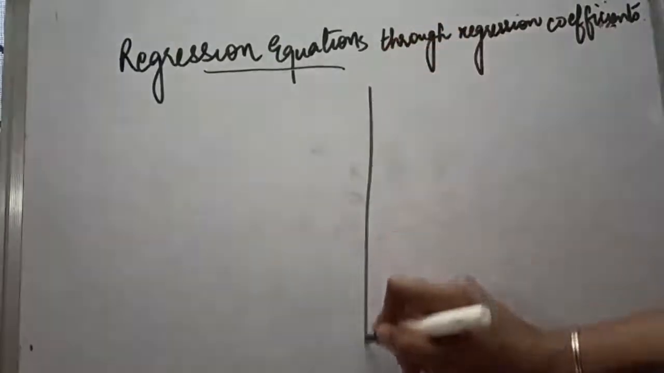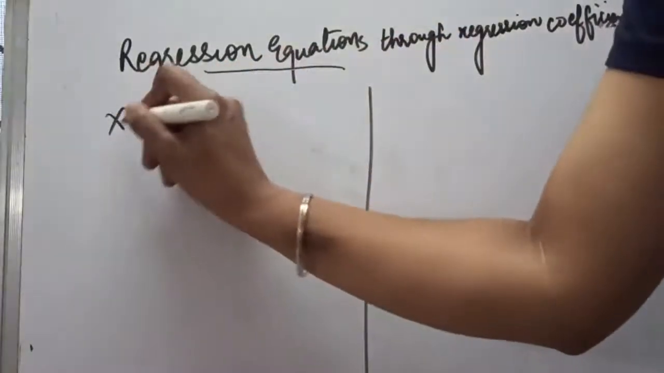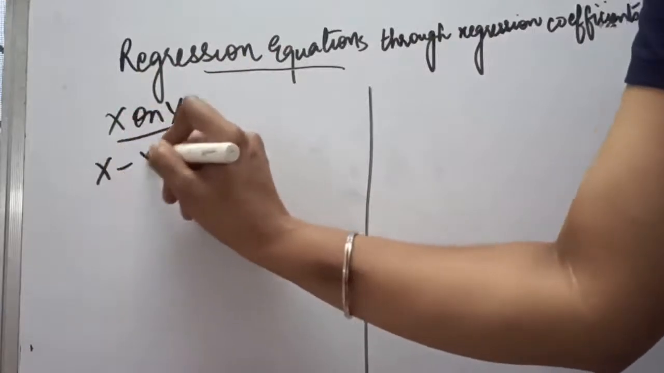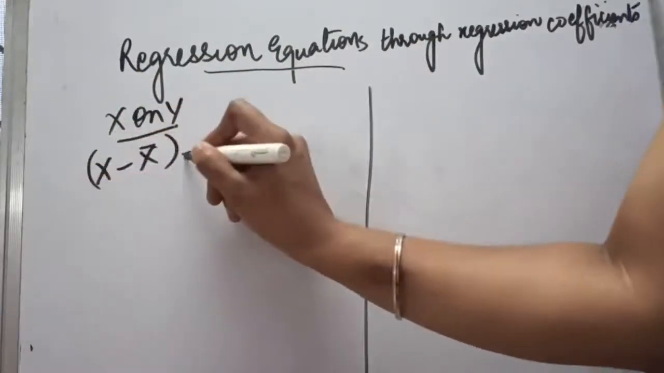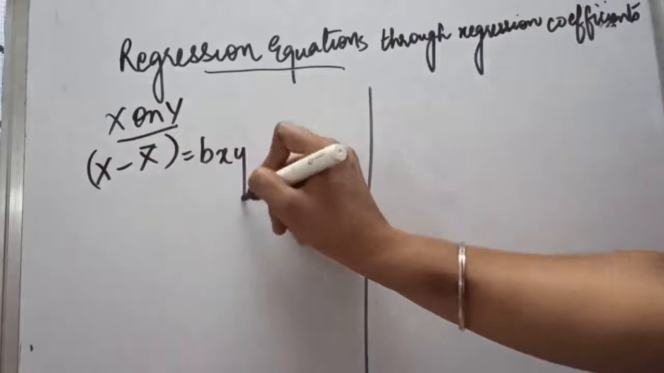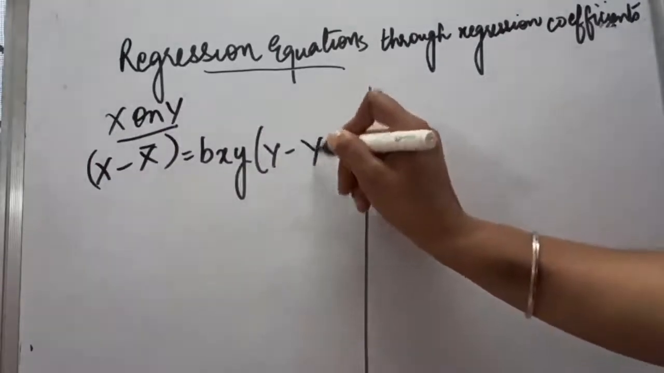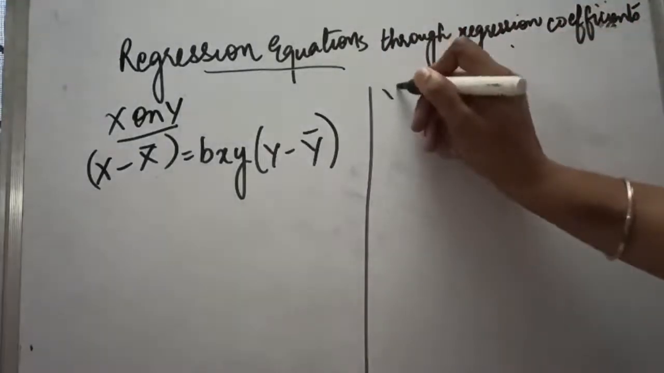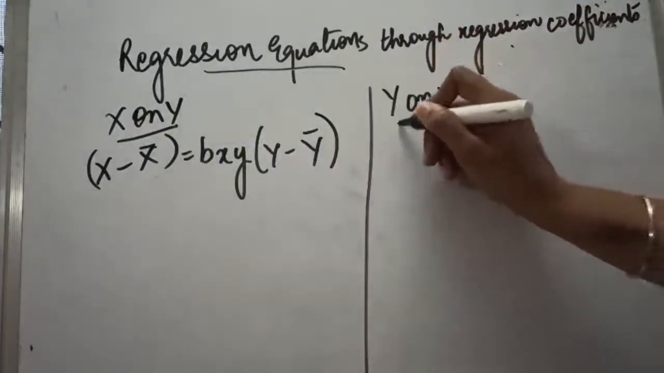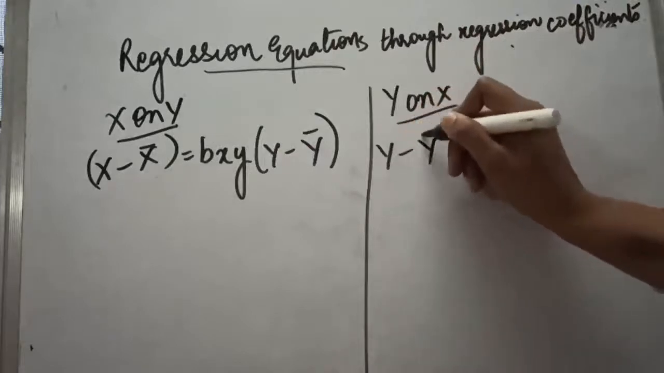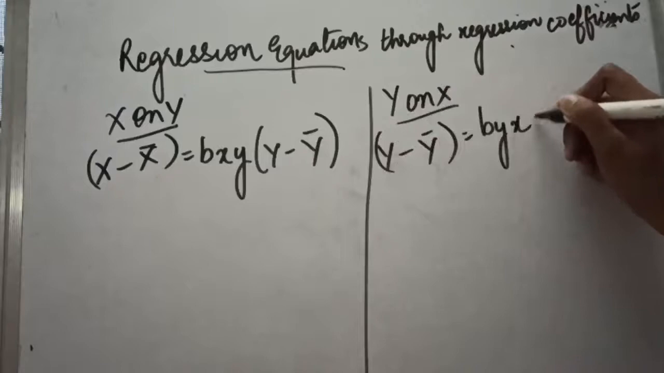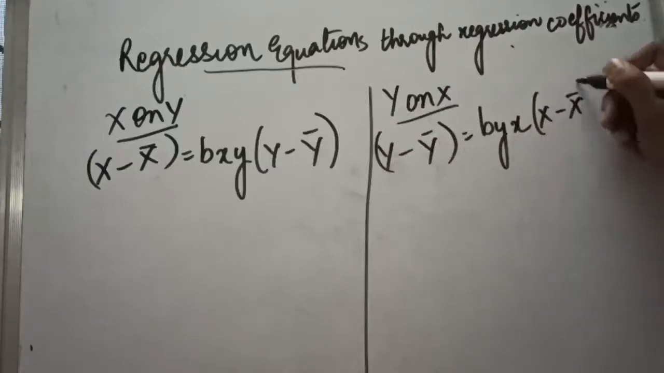So to calculate the regression equations, the first equation will be x on y. To calculate x on y, you will apply this formula: X minus x mean is equal to bxy times (y minus y mean). Now this bxy is the regression coefficient. Same if you have to calculate the equation y on x, it will be y on the left hand side: y minus y mean is equal to byx times (x minus x mean).